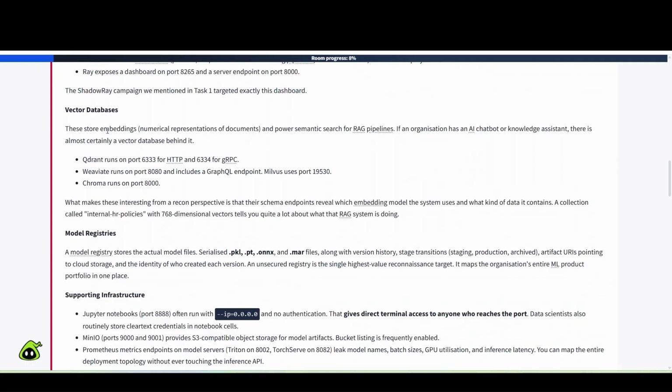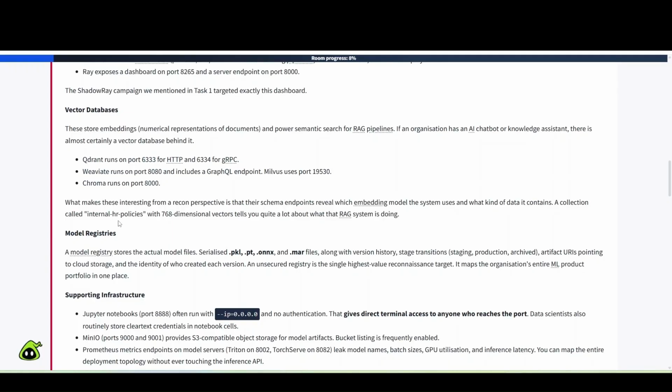Vector databases store embeddings, numerical representations of documents, and power semantic search for RAG pipelines. If an organization has an AI chatbot or knowledge assistant, there's almost certainly a vector database behind it. Qdrant runs on port 6333 for HTTP and 6334 for gRPC. Weaviate runs on port 8080 and includes a GraphQL endpoint. Milvus uses port 19530. Chroma runs on port 8000. What makes these interesting from a recon perspective is that their schema endpoints reveal which embedding model the system uses and what kind of data it contains.